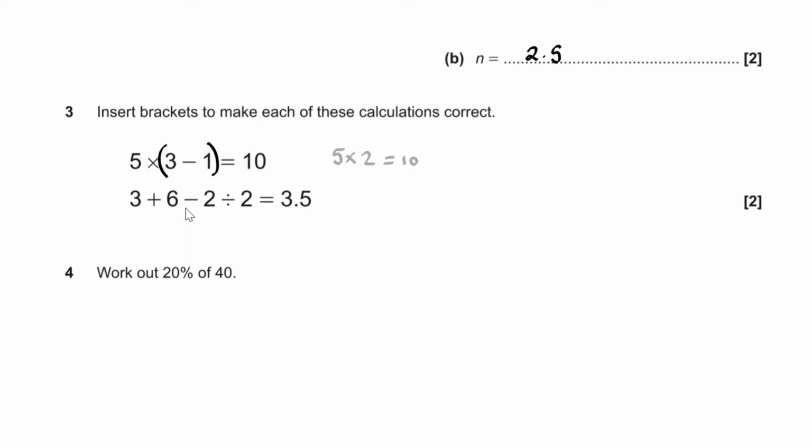Next, we have 3 plus 6 take away 2 divided by 2 equals 3.5. Well, you'll notice over here we've got a 3.5, and 3.5 is equal to 7 over 2. And here we do have a divide by 2. And you'll notice 3 plus 6, that's 9, and take away 2, that's 7. So if we insert the brackets here, then inside this bracket we'd have 7. We'd have 7 divided by 2, which is 3.5.